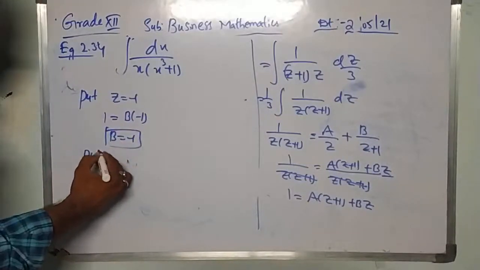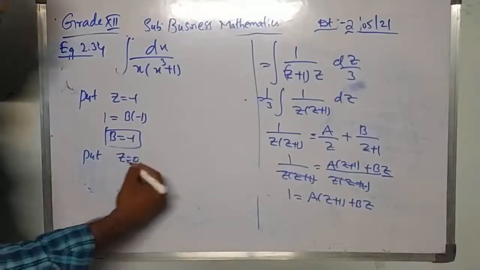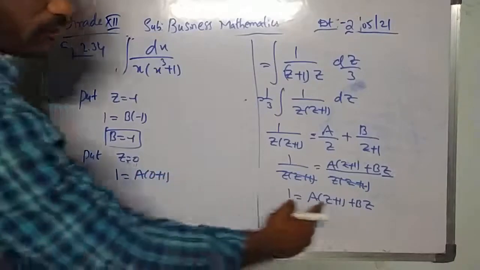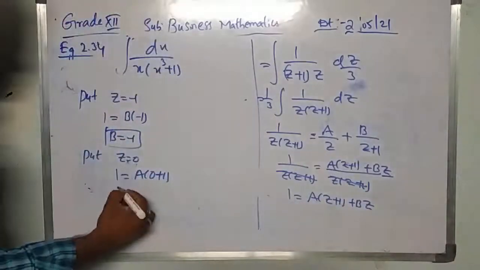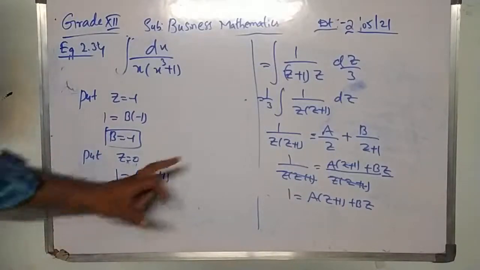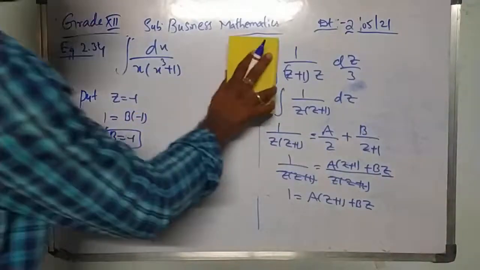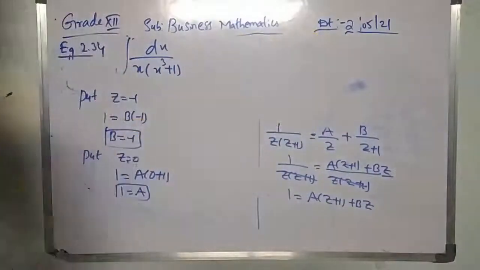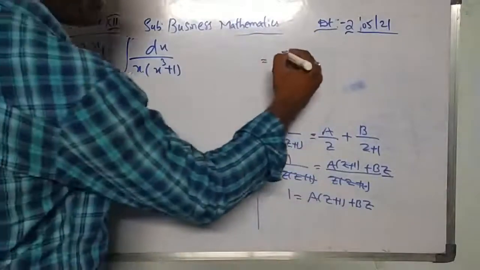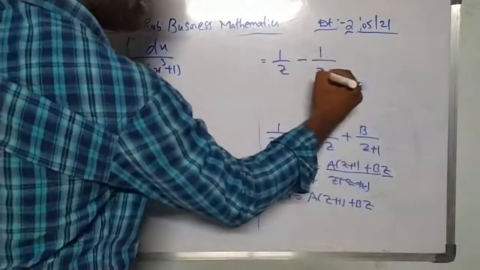Next, put z is equals to 0. If I substitute z equals to 0, what is the equation we are going to get? A into 0 plus 1. Why? Because b into 0 is 0. So 1 is equals to a. So substitute this a and b value in the given partial fraction. So what is the equation going to become? So equation is transformed into 1 by z plus minus 1 by z plus 1.